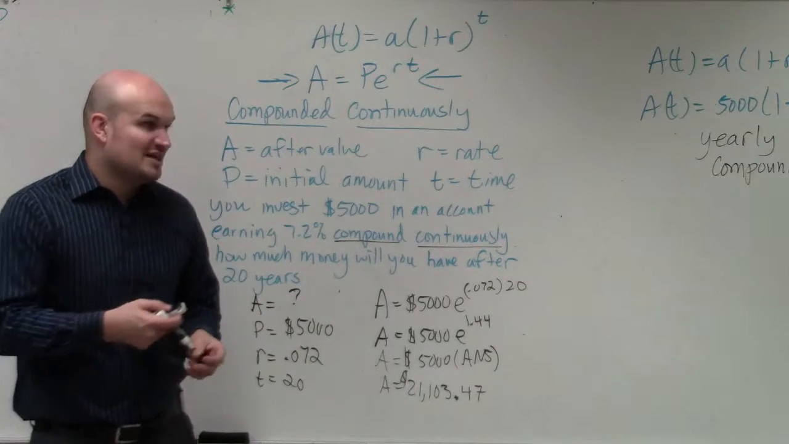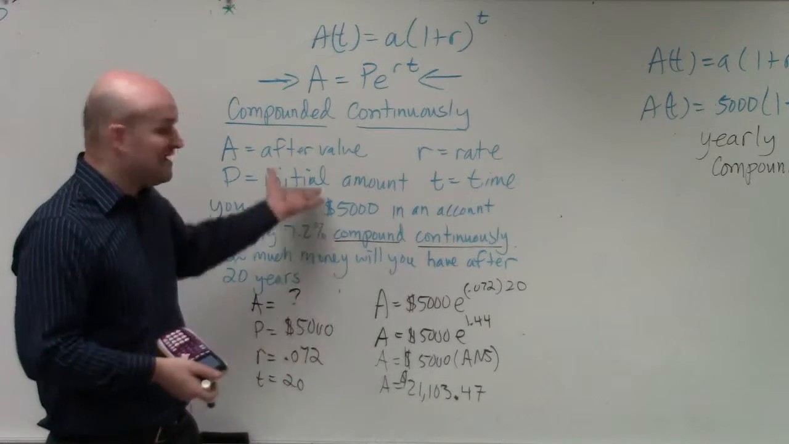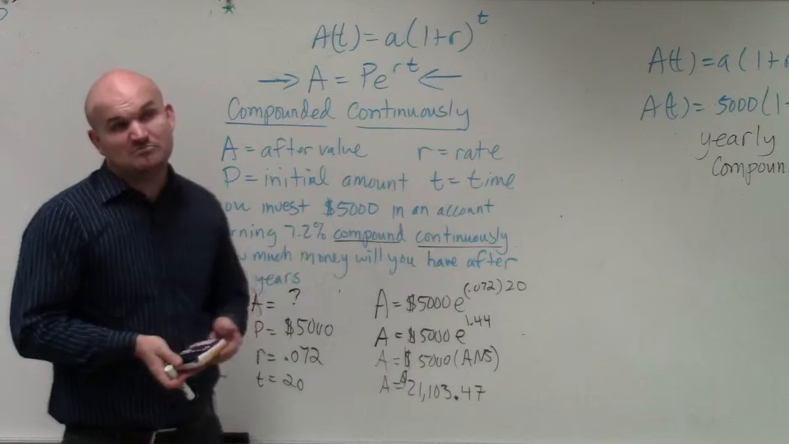So I'll do 21,103. So therefore, it's not too bad. If you have $5,000, invest it. 20 years later, you have 21,000.